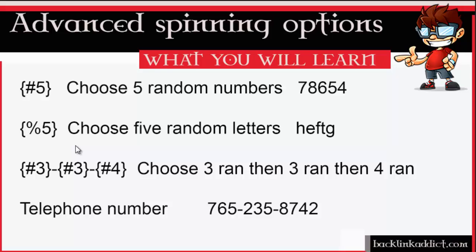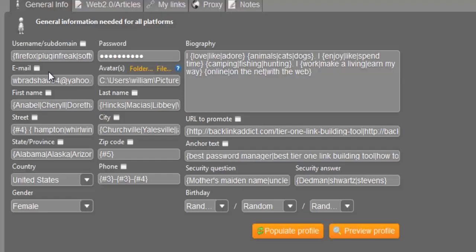We can also choose 3 random numbers, 3 random numbers, 4 random numbers, and have the telephone number different every single site. It certainly doesn't make sense to put the same telephone number on every single site when all we have to do is add a simple code like this. So now we can go back, enter these into the fields where it makes sense to do so. We can add usernames and subdomains, and we can spin a couple of numbers and letters in there to make them completely unique. We can also add our email address.